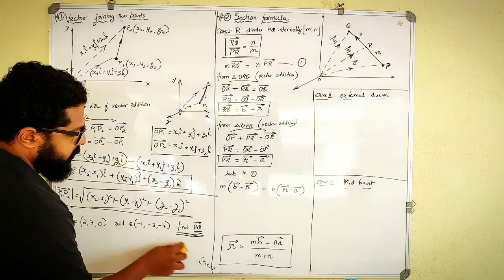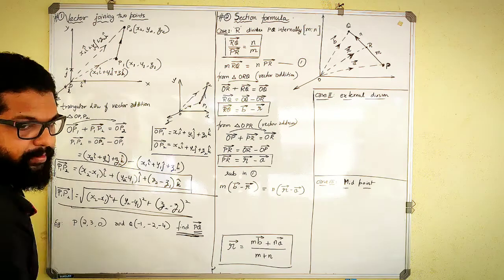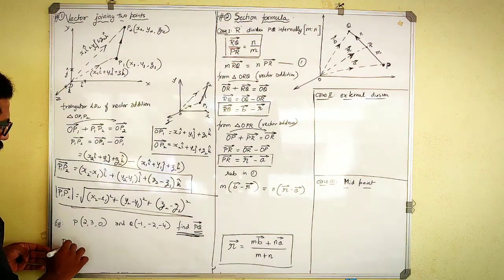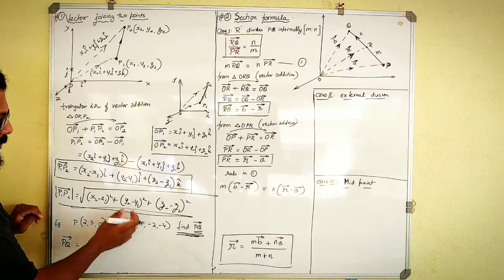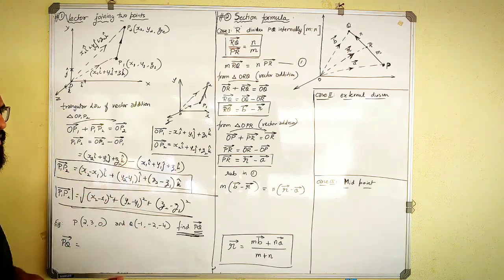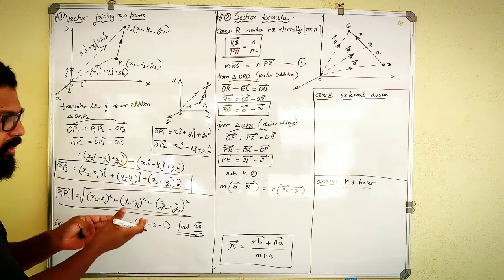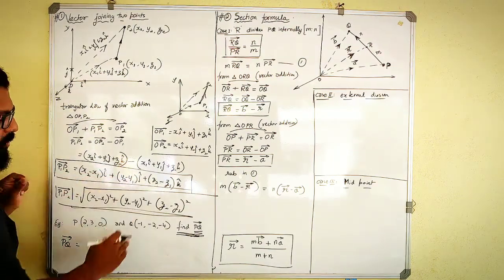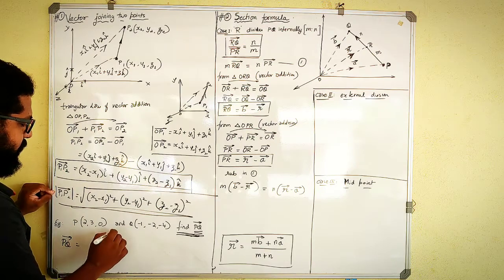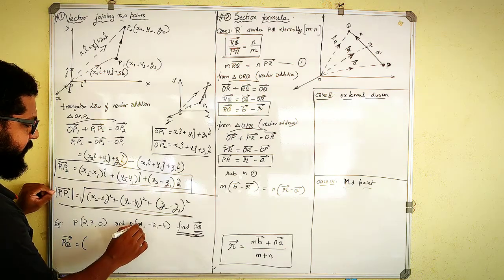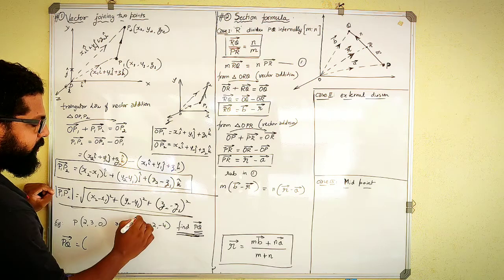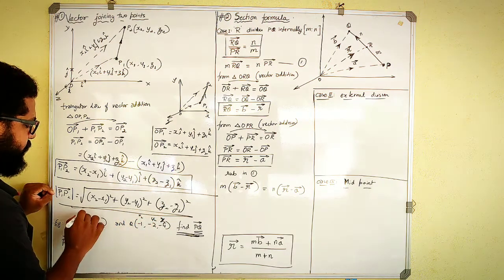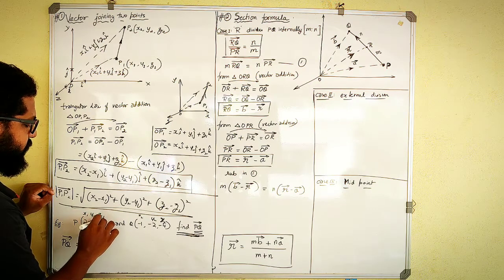After this, in this example, they are asking you to find PQ. So I will find out PQ easily. I should write the formula once. Always in a problem, make a habit of writing the formula once, then directly substitute and get the answer. Since I have written the formula already, I will directly substitute. This will be my second point, correct? This will be x2, y2, z2, and this will be x1, y1, z1.